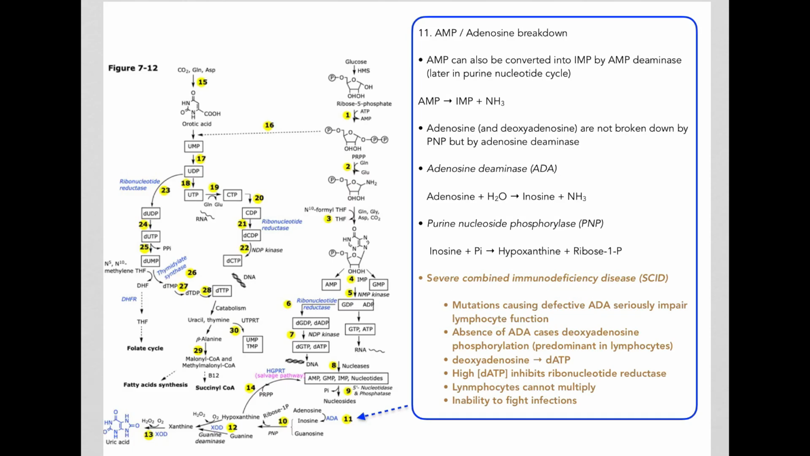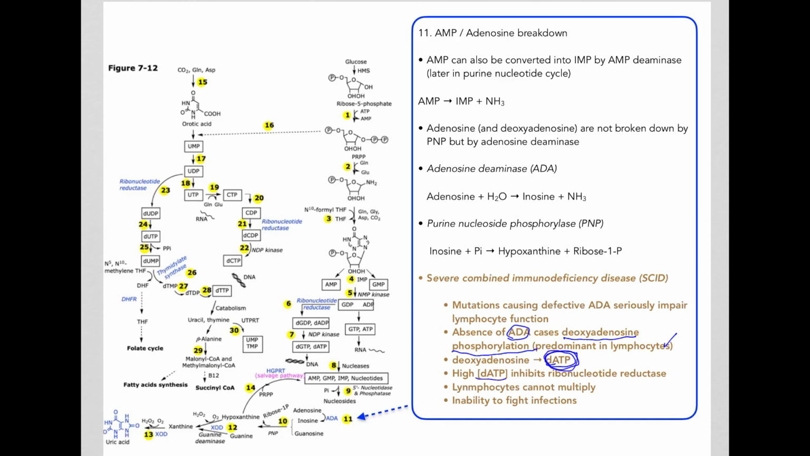So what seems to be happening in these patients is that in the absence of ADA, deoxyadenosine, which is also broken down by ADA, accumulates. And this deoxyadenosine is phosphorylated to form dATP. This deoxyadenosine phosphorylation is very predominant in lymphocytes. So now we have very high concentrations of deoxy-ATP.